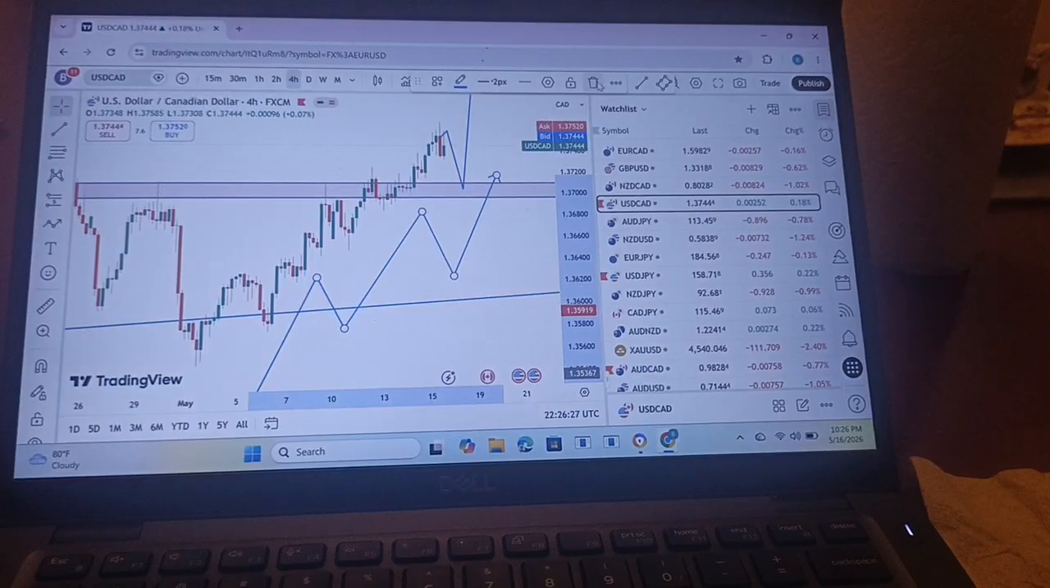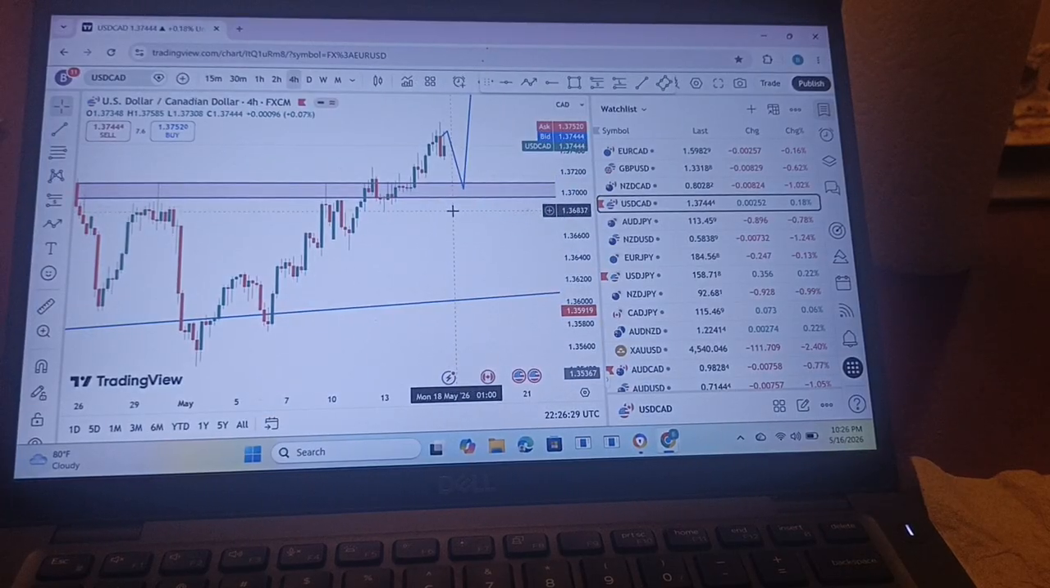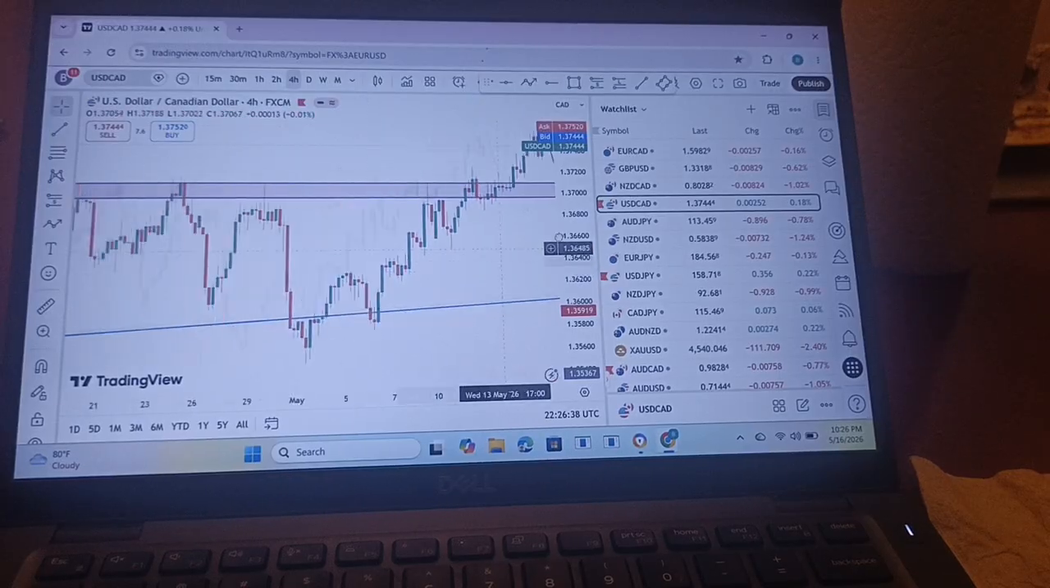We expect a retest at this resistance. A lot of retests, as you see with this arrow. So we wait for a proper retest before we enter the trade. So now this is what we wait for.